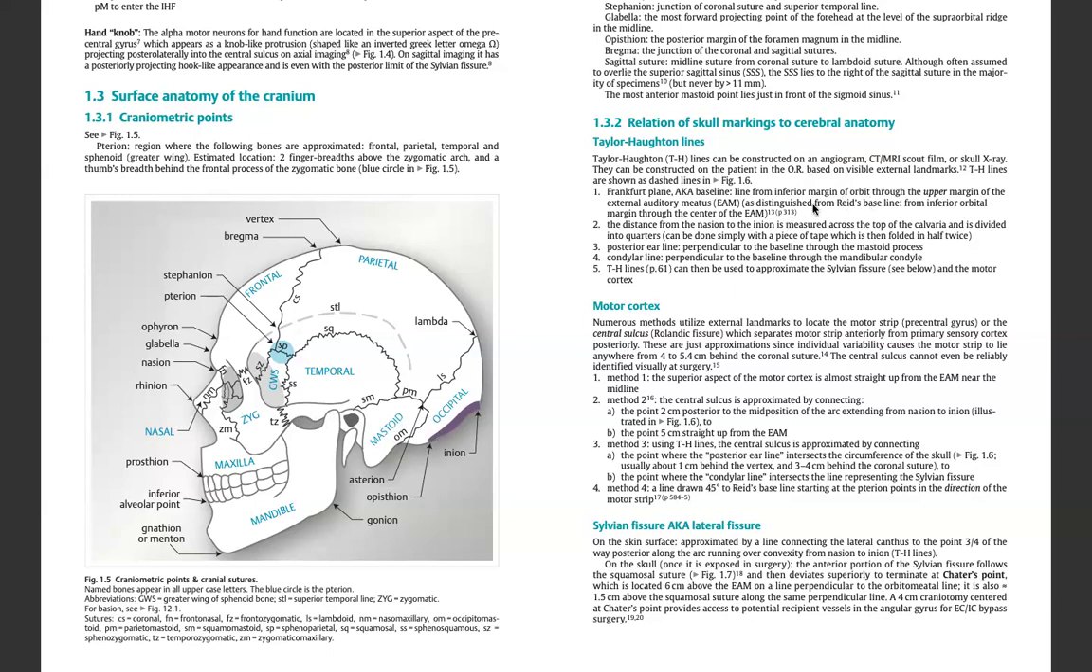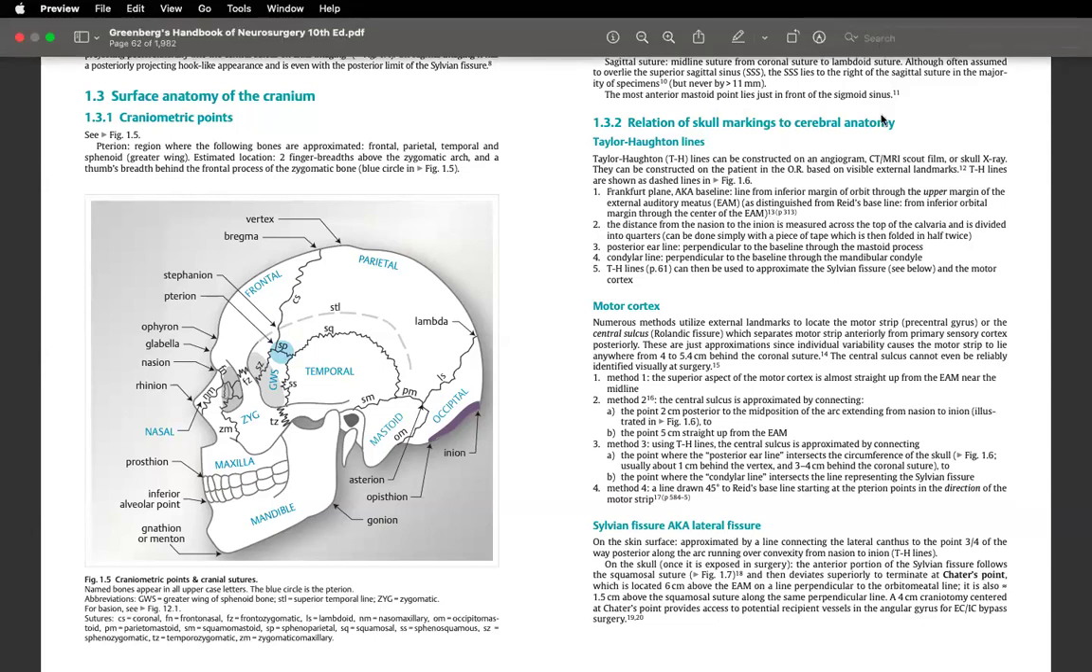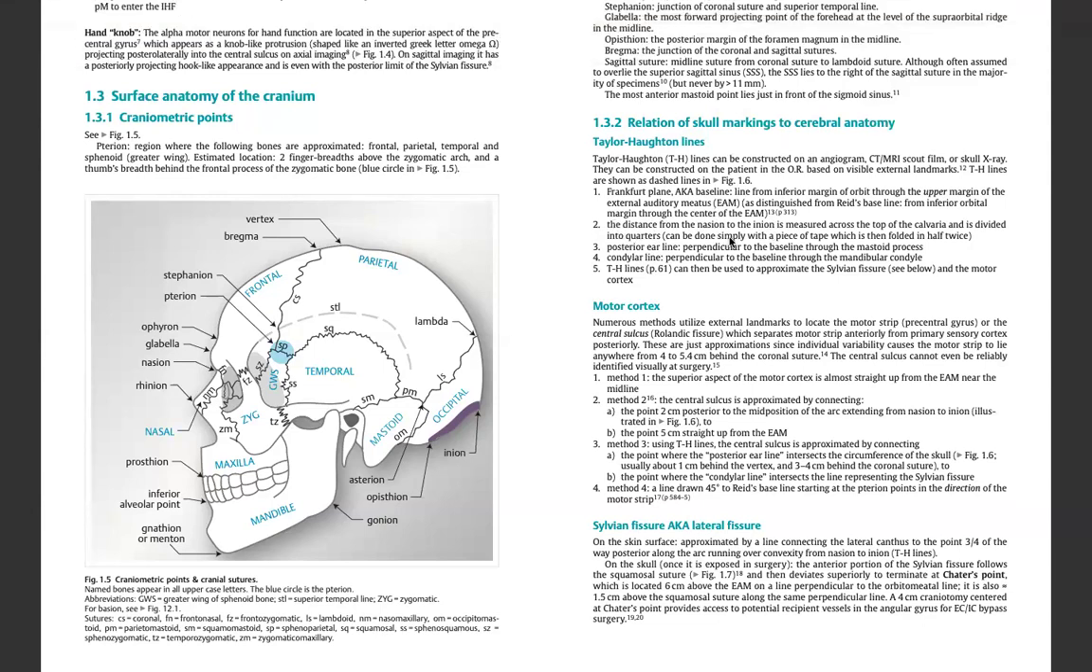There's another baseline called Reid's baseline, which extends from the inferior orbital margin to the center of the EAM, unlike the Frankfurt plane that passes the upper margin of the EAM. And the distance from the nasion to the inion is measured across the top of the calvaria and is divided into quarters. It can be done simply with a piece of tape, which is then folded in half twice.